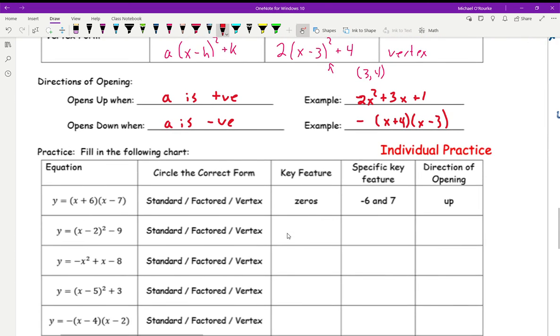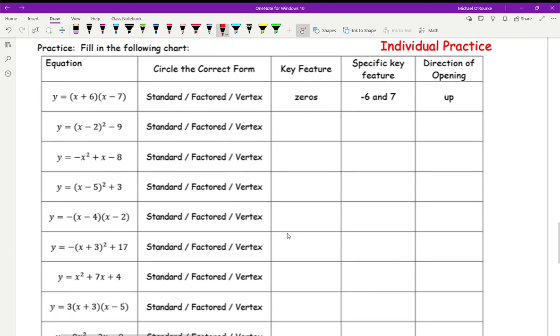So let me go through a couple questions here. First of all, circle what it is. Okay, look here, it's factored. What does factored give us? It gives us our zeros. And we look here, and we swap the signs since they're land of opposites. And it's a positive in front. There's no number there, so it's just like an imaginary 1, so it's going to be up.